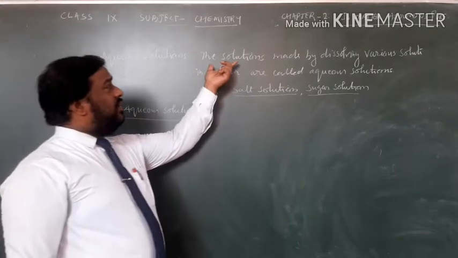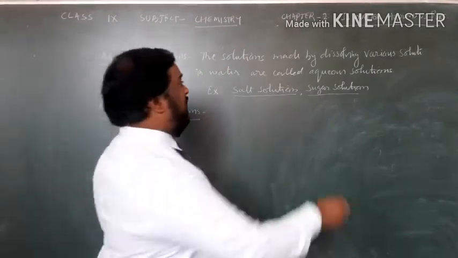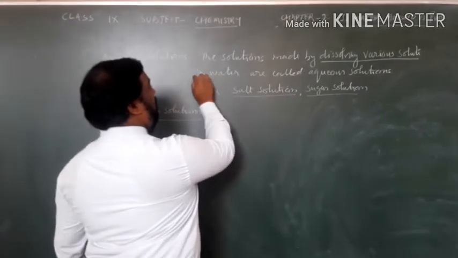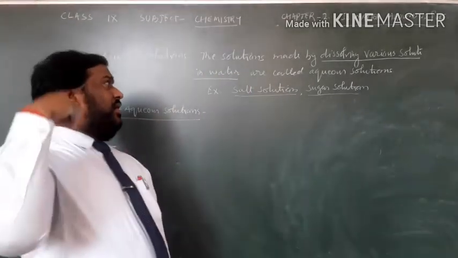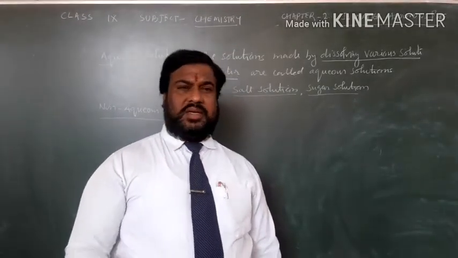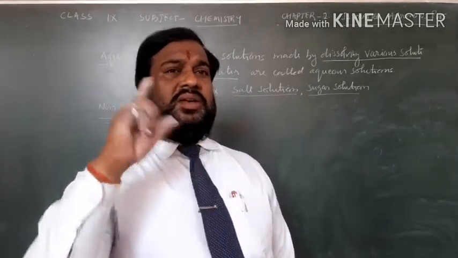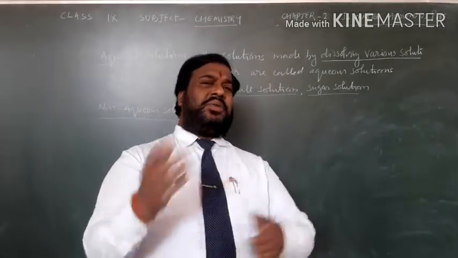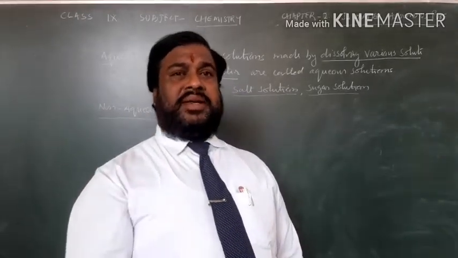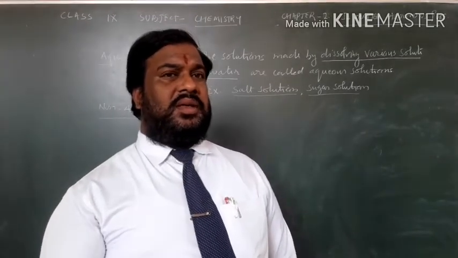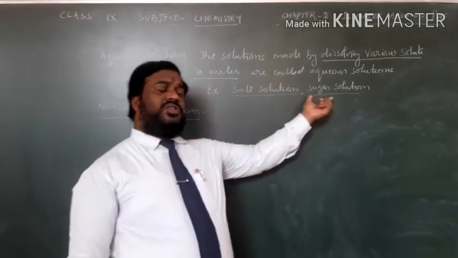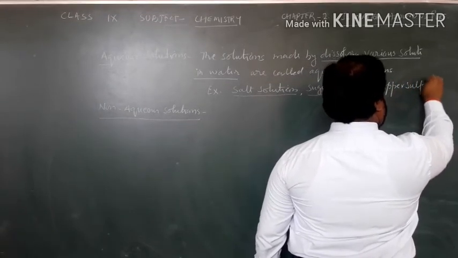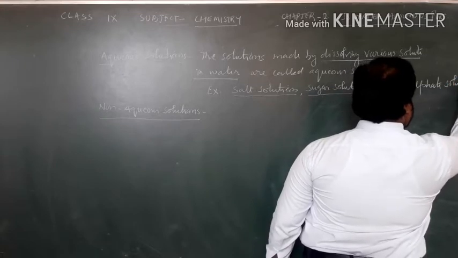First one: the solutions made by dissolving various solutes in water are called aqueous solutions. It means the solutions which are made by dissolving solute in water, or in another word, the solutions that are made in water, are called aqueous solutions. For example, salt solution, sugar solution and copper sulfate solution.